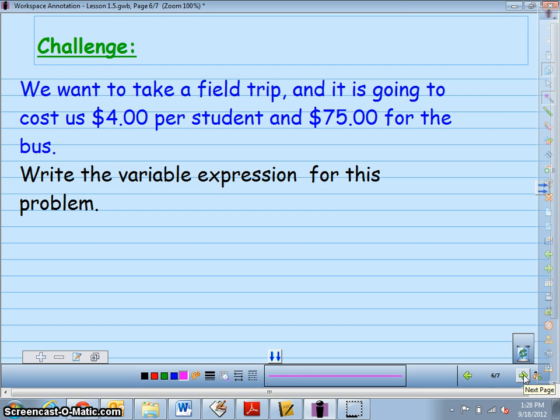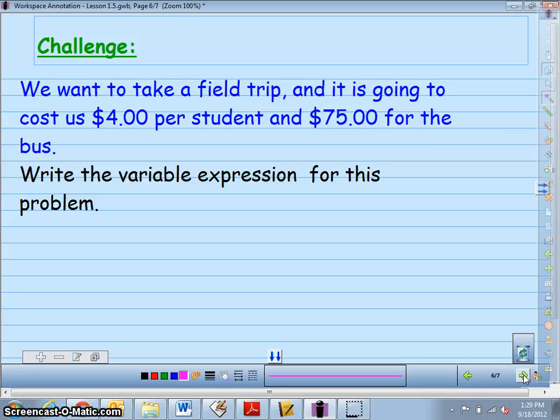I want you to go ahead and try it. If we want to take a field trip and it's going to cost us $4 per student and $75 for the bus, can we write a variable expression for this problem to figure out what it would cost any school that wanted to take it? I want you to pause and go ahead and try this challenge.